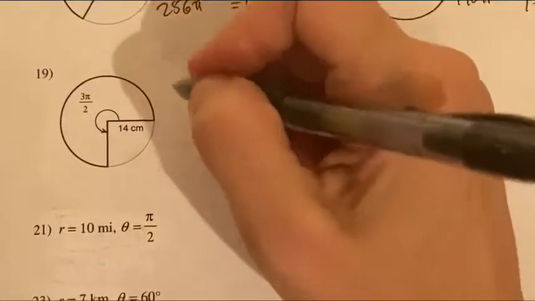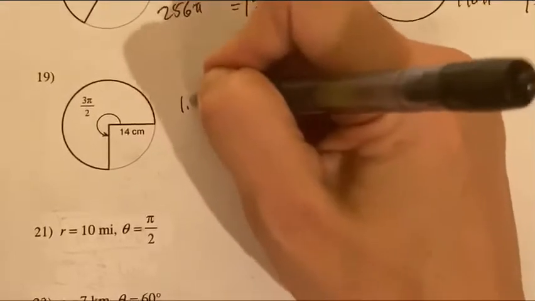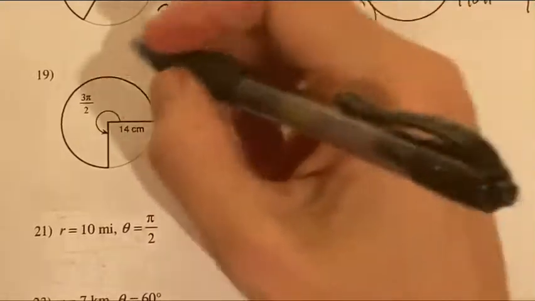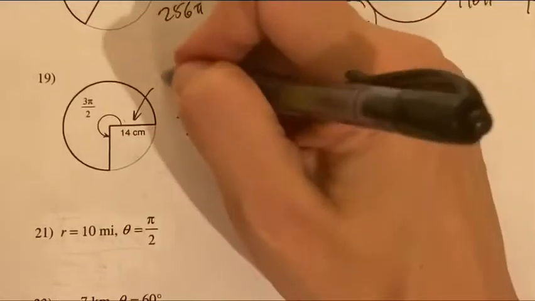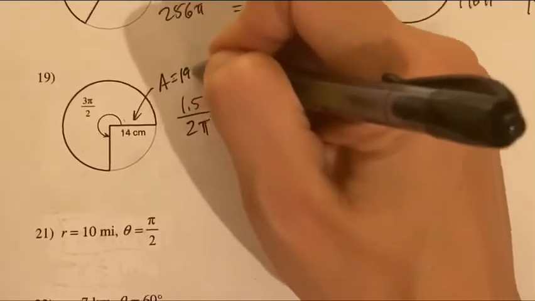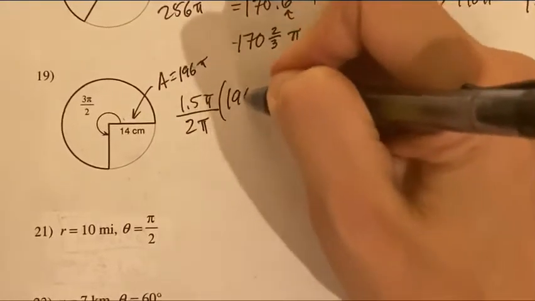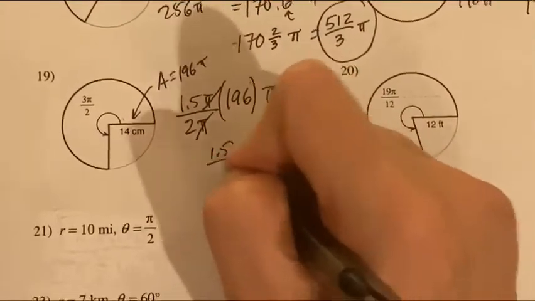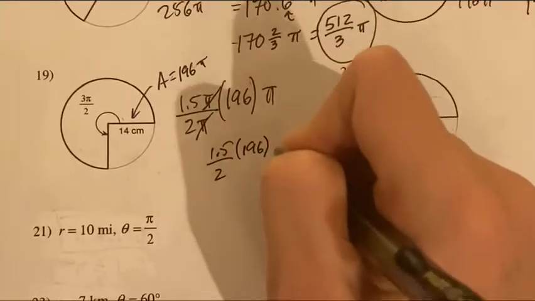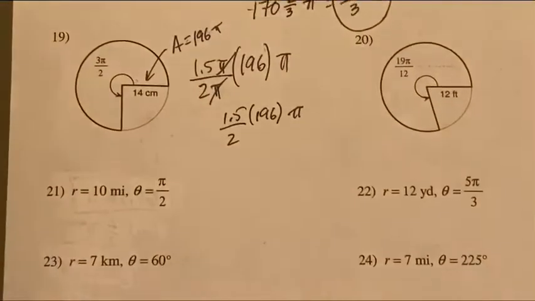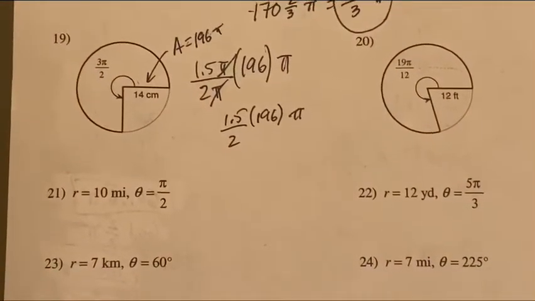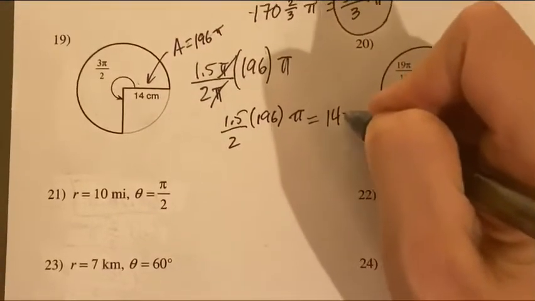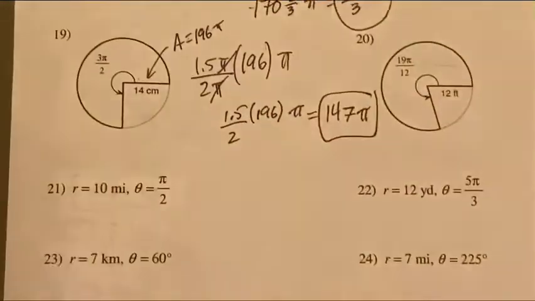Let's look at 19. So that would be 1.5 pi over all the way around is 2 pi. And we just had that one last question. So we know the area if the radius is 14 is 196 pi. So 196 times pi. So this is going to cancel. And so we're going to do 1.5 divided by 2 times 196. And we're going to hope it is a whole number. Yes, it's 147. So our answer is 147 pi.